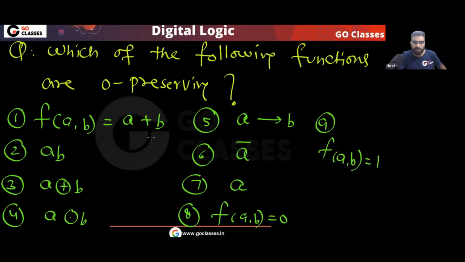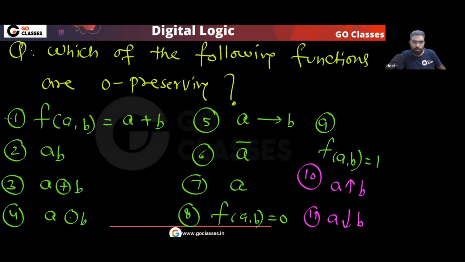So some functions are given to you. You can see OR, AND, XOR, XNOR. Okay, these functions are given to you. For example, what about NAND? A NAND B. And what about NOR? A NOR B. So some functions are given to you. Tell me which of them are zero preserving functions. Let me know which of them are zero preserving functions.